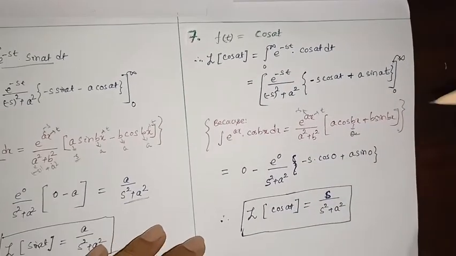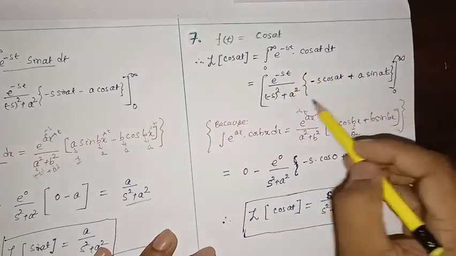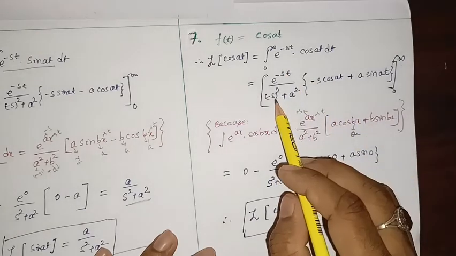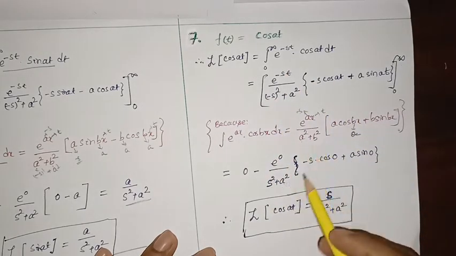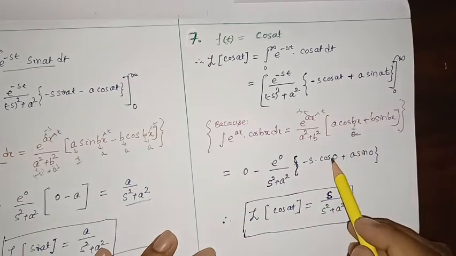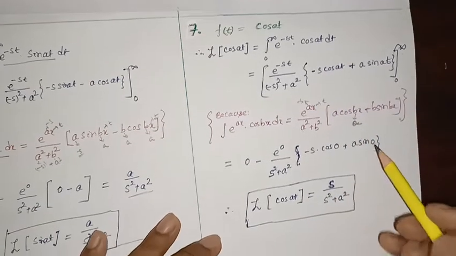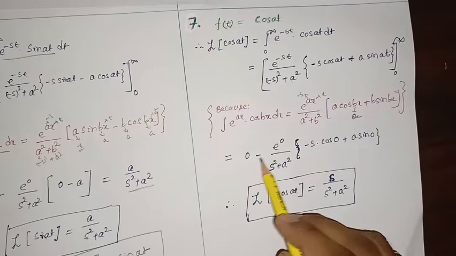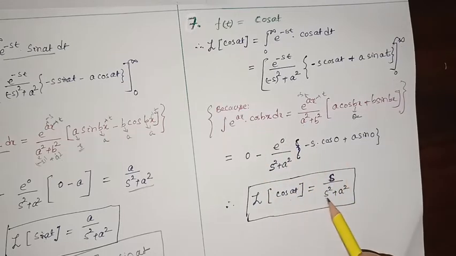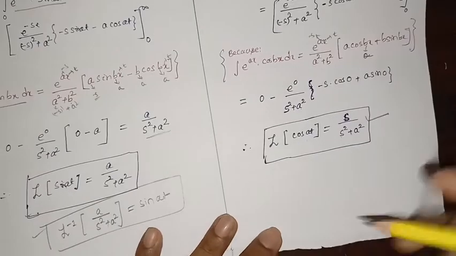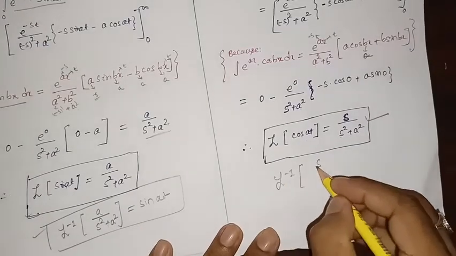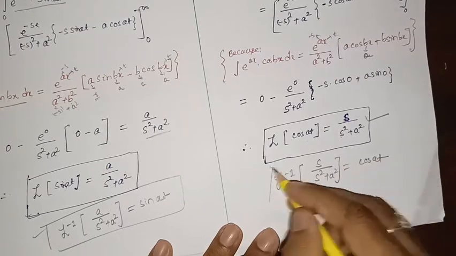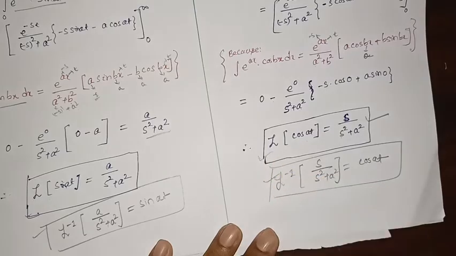Now if you put infinity, this term will be 0, then the entire term will be 0. Minus, if I put 0, then e to the 0 is 1, e to the 0 by s square plus a square whole into minus s cos at. Cos at means cos 0 plus a sin 0, this term automatically will be 0. Then we found the Laplace transform of cos at will be equal to, here you can see minus minus plus, this will be 1, s is there, s by s square plus a square. Okay. Likewise, the inverse Laplace transform of s by s square plus a square will be equal to cos at. Right? Have to remember this and this both.